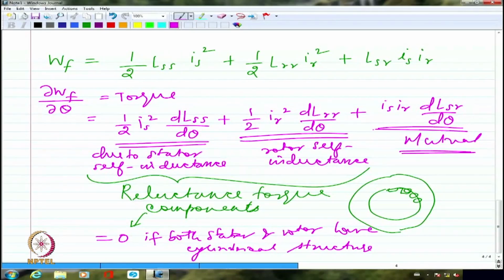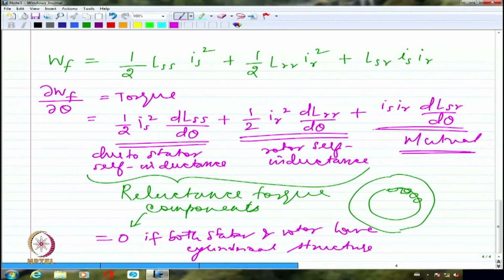Of course, stepper motor is an exception because I am not really exciting the rotor. So I have only the stator side excitation. So obviously what I have there is only the stator side reluctance torque. I will not have the torque due to rotor side current because rotor side current is 0. And I will not have IR into dLSR by d theta because I am not having IR at all.